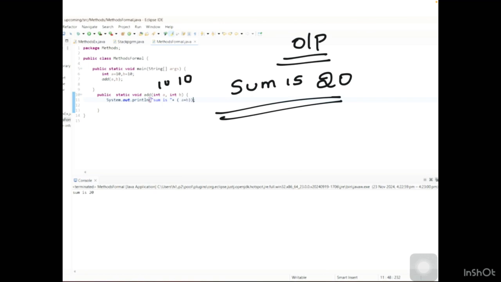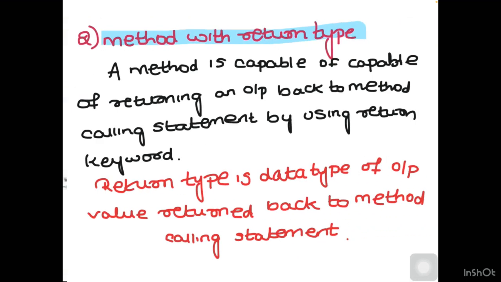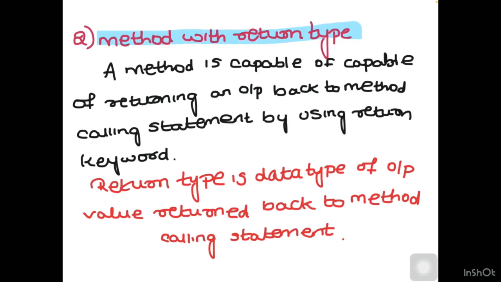Here we are getting the values and passing the values. So this all comes under the methods with formal arguments. Next we will see the methods with return type. A method is capable of returning an output back to the method calling statement by using the return keyword.